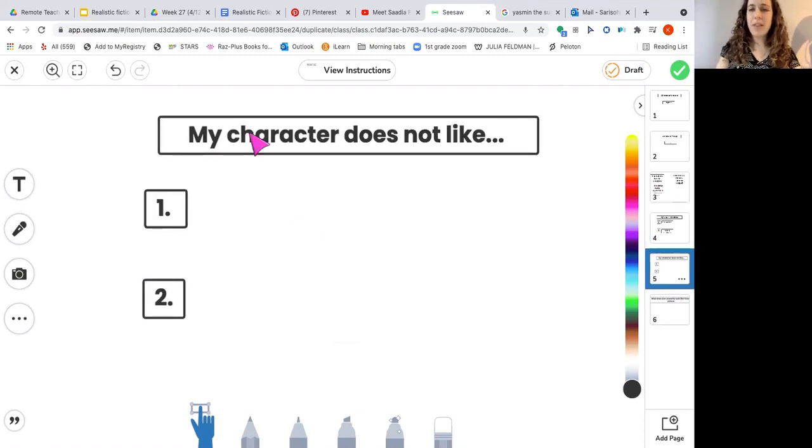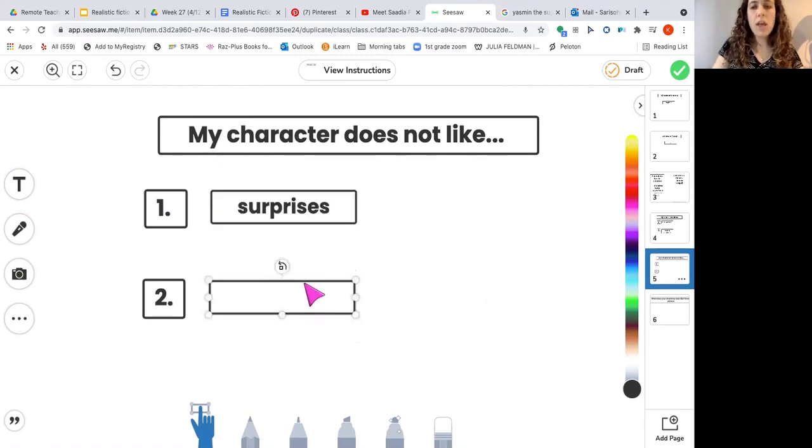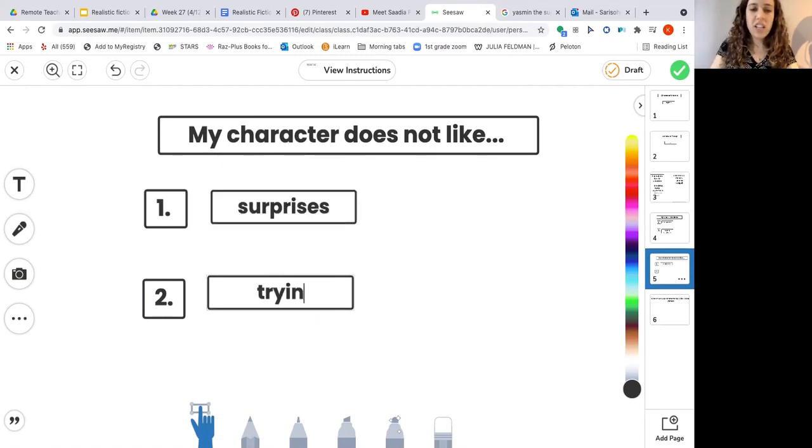Now it's time for me to think about something that my character does not like. I'm going to make my character somebody who does not like surprises. She doesn't like when something new and surprising happens. And I'm also going to make her not like trying new foods.